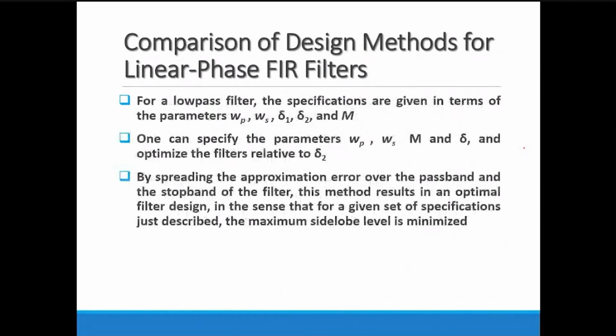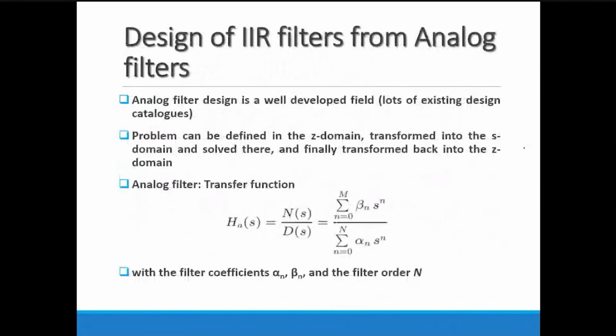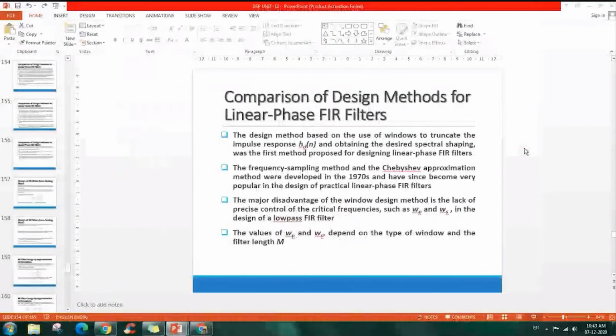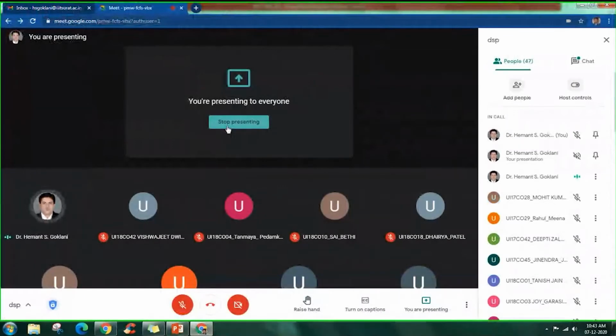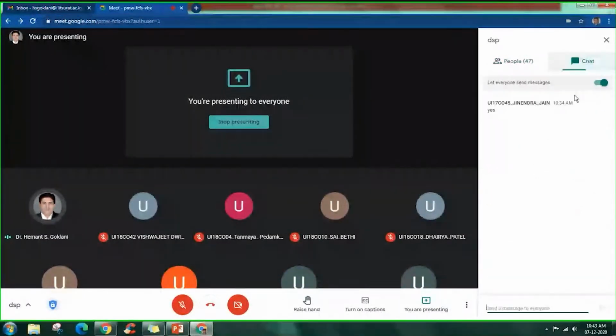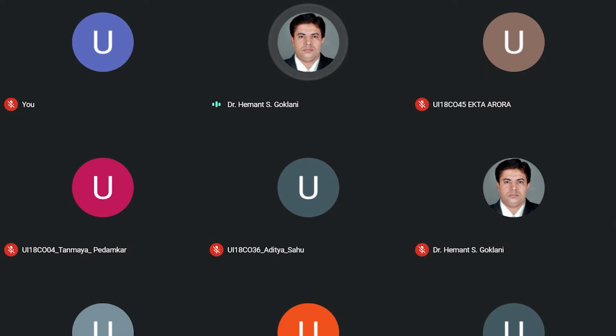Okay, so now we go to the next topic, that is the design of IIR filters from analog filters. Prior to starting the IIR filter, let me ask a few of you how you can compare the FIR with the IIR. I am stopping the presentation, and I just want to ask a few of you: are you aware of FIR and IIR or not? Because when we discussed the structure of FIR filters and IIR filters, we discussed these things.